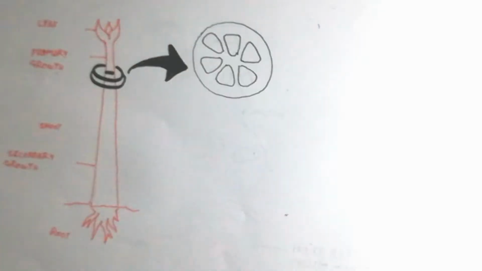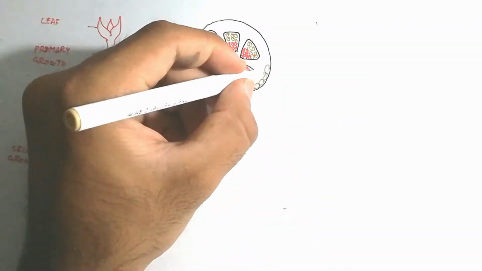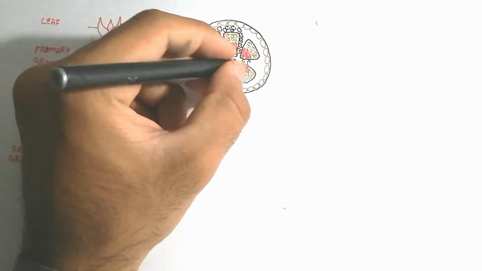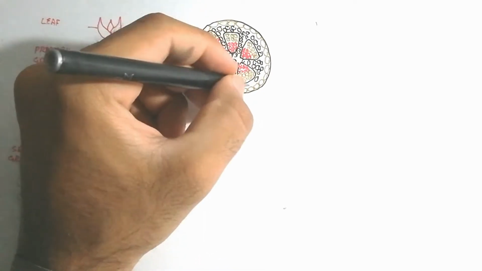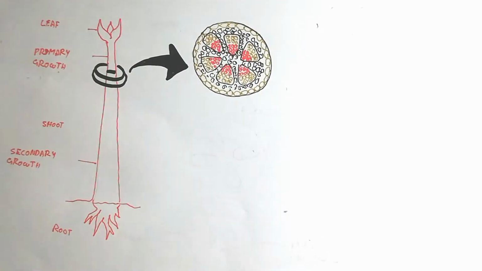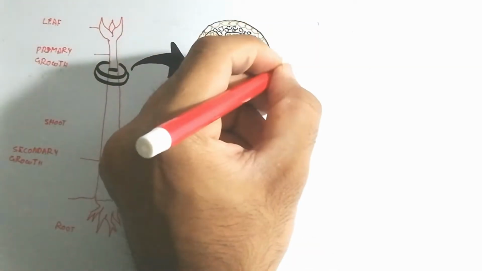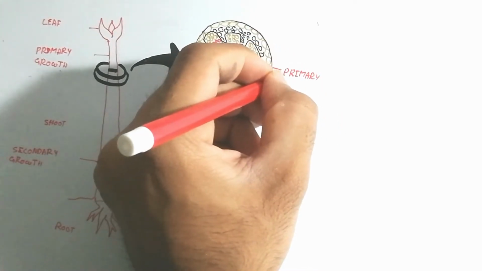There is a cross section of the stem. In the cross section, the upper side is the primary stem, which is the result of primary growth. Here are the epidermis, primary protoxylem and xylem, and the primary phloem is present, which is also known as protophloem. The endodermis, epidermis and cortex are also present.